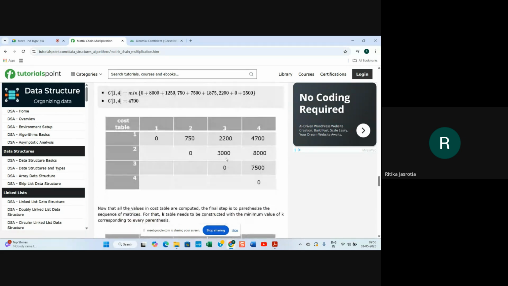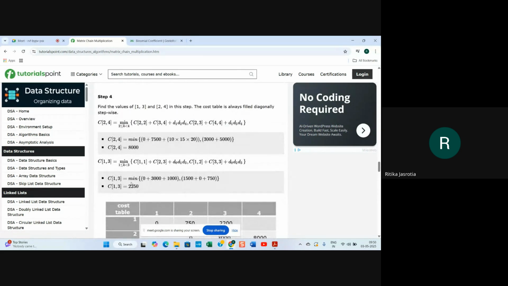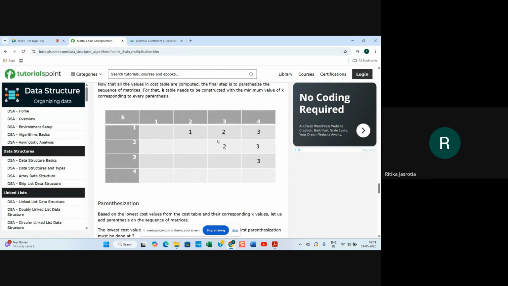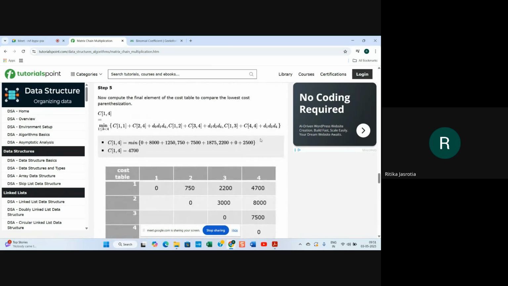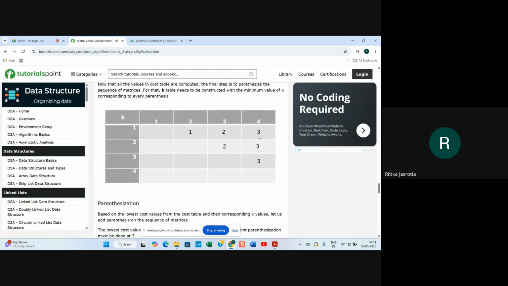In 1, 3, what is the k value you are taking? The one which is giving you the minimum, so the k value is 2 here. Then 1, 4, which is this one, what k value are you taking? The minimum which is giving you, so the k value is 3 here.